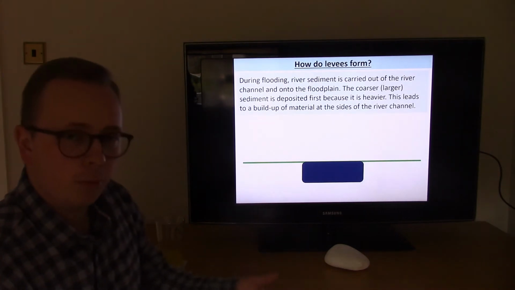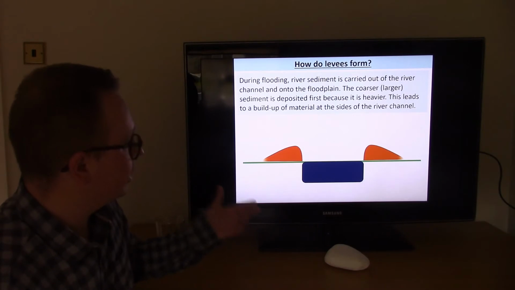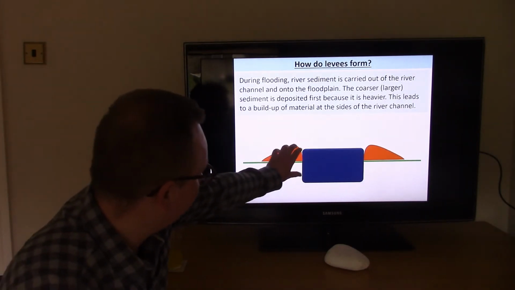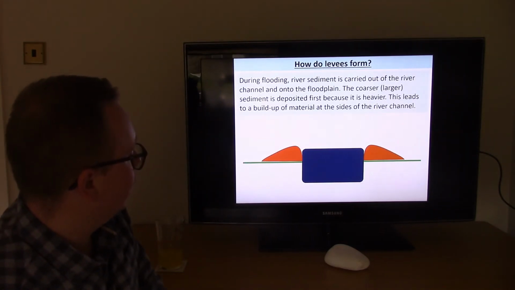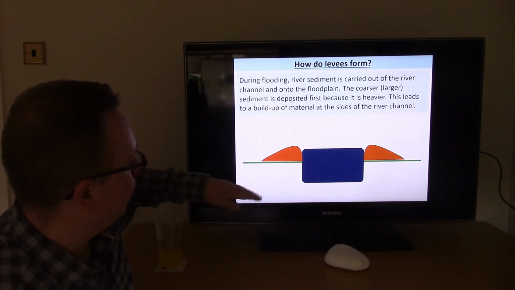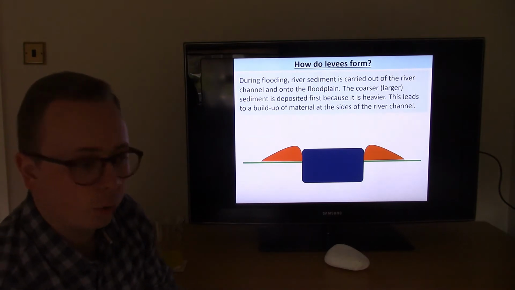So as I said, they form during flooding. When the river bursts its banks, it's the coarsest, heaviest sediment that's going to be deposited first, and so that's going to build up in piles closest to the edge of the river channel, and it builds up these mounds, these ridges all along the side of the channel, and that then leads to the channel having a greater volume and it can hold more water.